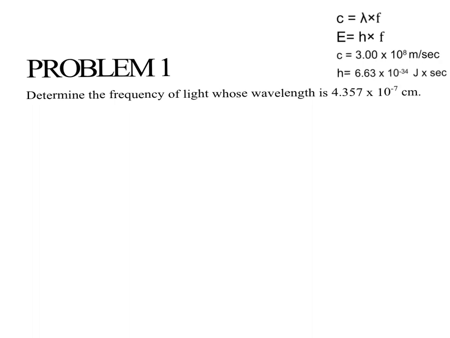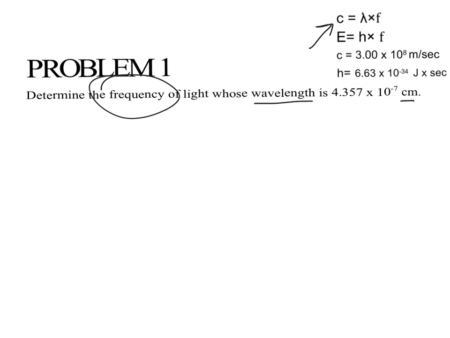So besides knowing the conceptual ideas of types of waves and these relationships, you're also going to have to do some math with those formulas. So the first problem says determine the frequency of light whose wavelength is 4.357 times 10 to the negative 7 centimeters. And that centimeters is going to be real important here in just a second. So I want to know frequency. I have wavelength. Luckily, there is a formula that relates frequency and wavelength.